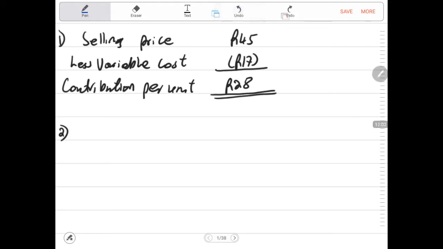In this 45 Rand, we deduct variable cost, meaning we pay for the variable costs. Then when we pay for this variable cost, we are still left with a profit of 28 Rand. And we know that this is not a net profit, to be honest, because fixed costs were not taken into account. It's only selling price minus variable cost. So now the fact that fixed costs were not taken into account, it means the remainder of this amount, which is 28 Rand, must be used to cover fixed cost.